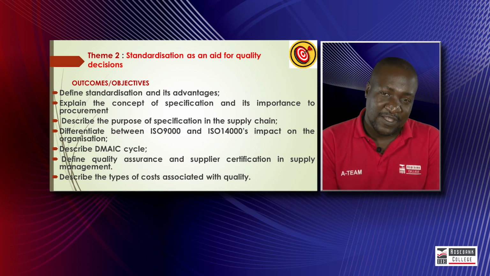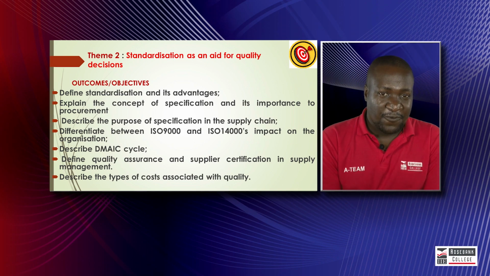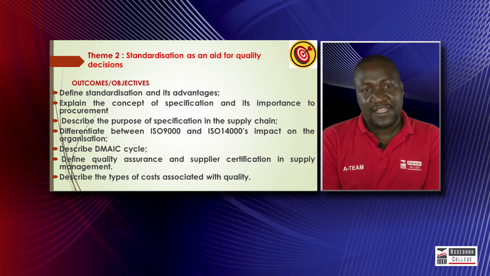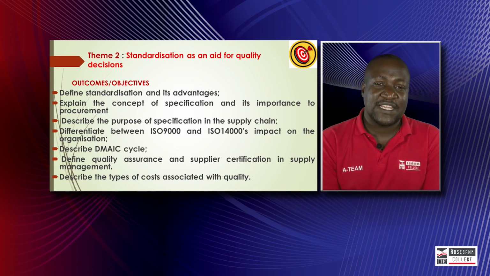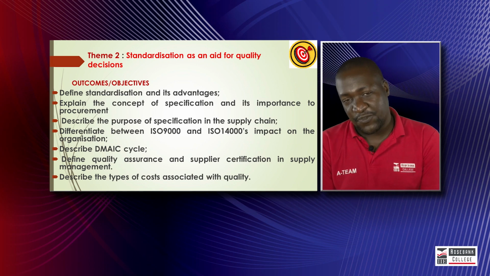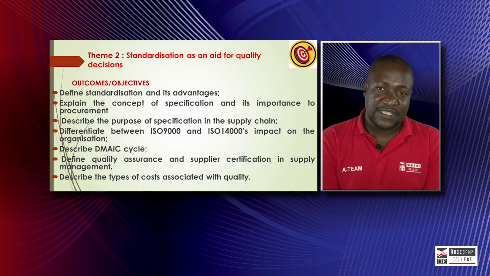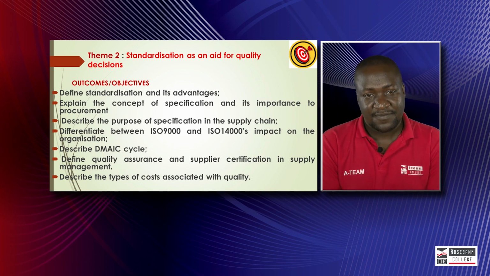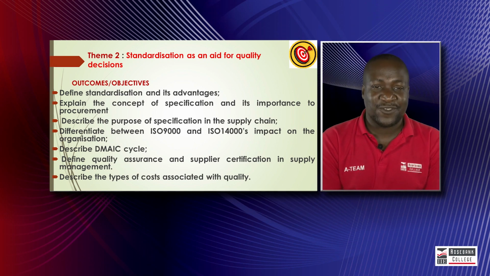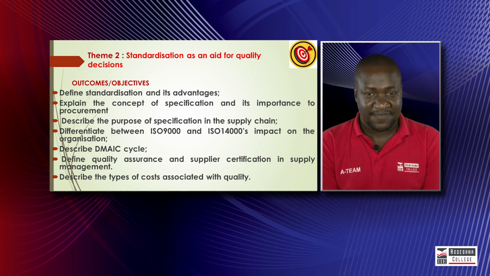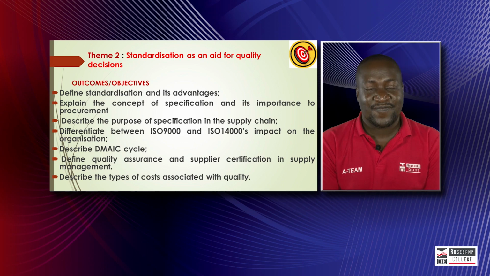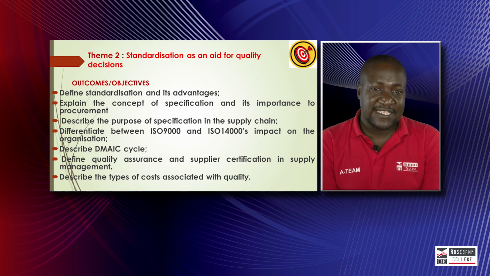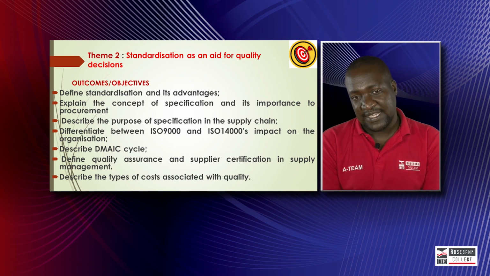Moving on to theme 2, which is standardization as an aid for quality decisions. So basically, the outcomes or objectives of this learning unit include definition of standardization and its advantages, explaining the concept of specification and its importance to procurement, describing the purpose of a specification in the supply chain, differentiating between ISO 9000 and ISO 14000 and their impact on organizations, describing the DMAIC cycle, defining quality assurance and supplier certification in supply management, and lastly, describing the types of costs associated with quality.